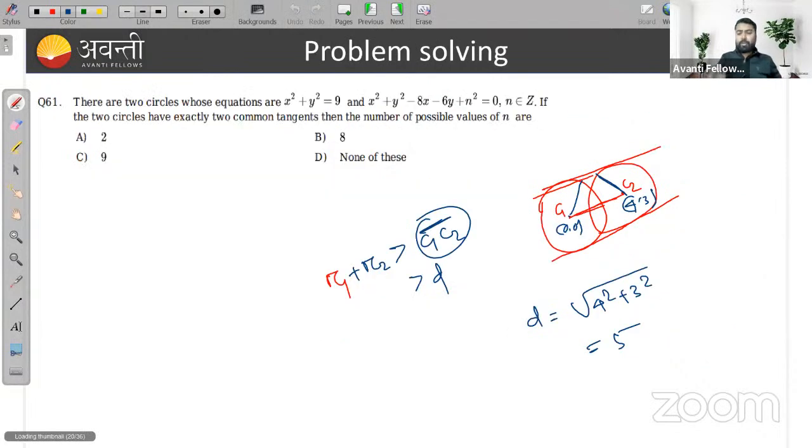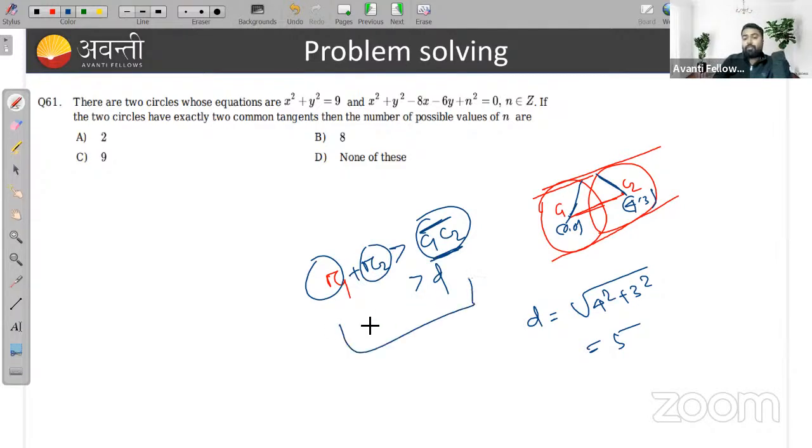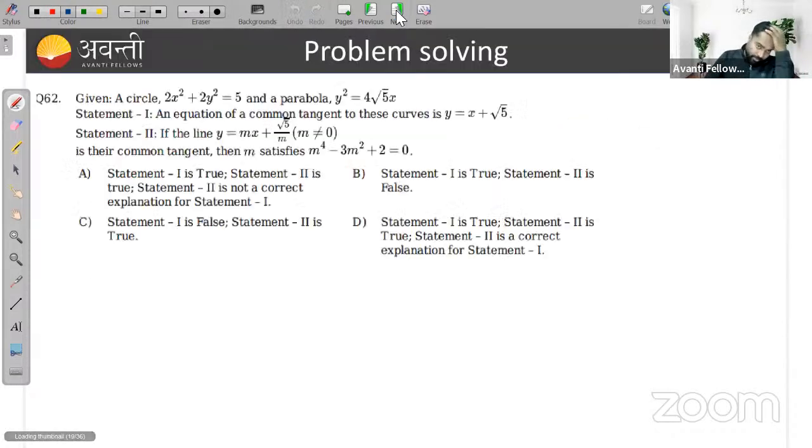This is the case. Only what you have to do is solve this inequality, R1 plus R2. You know first what is the first radius, what is the second radius. We know the distance between the centers of both the circles. So if you solve this inequality, you can easily solve the question also. Is that clear to everyone? Yes? Clear? Shall I move? So let's move to the next question.